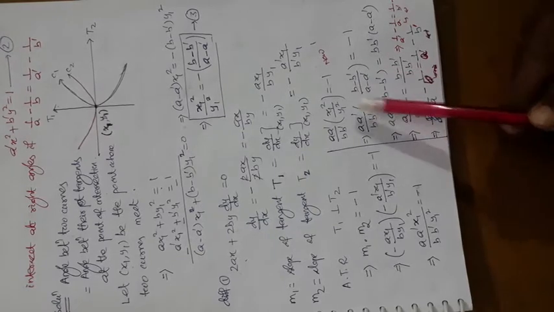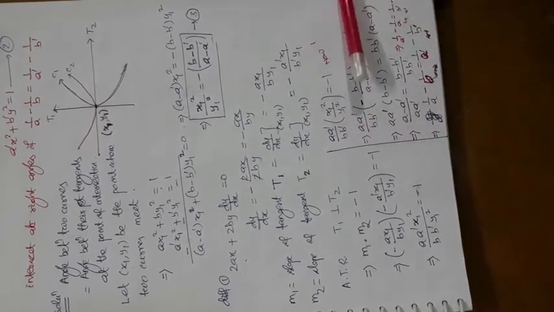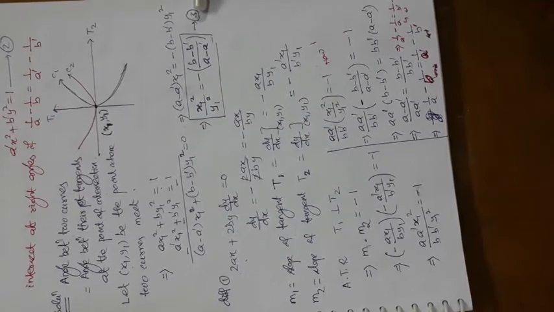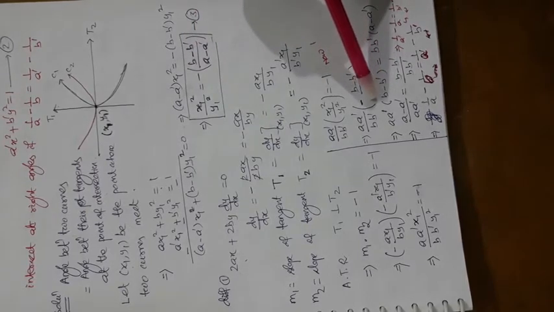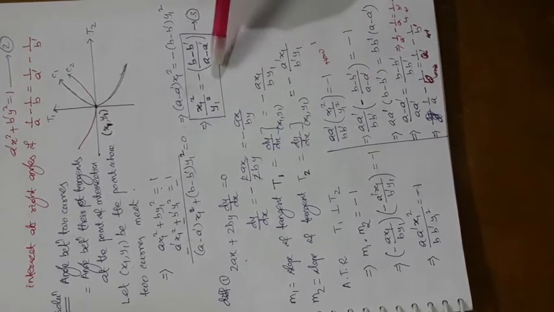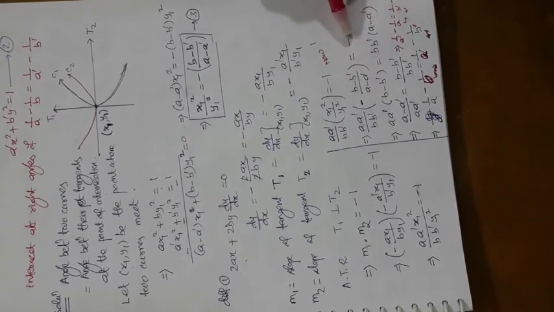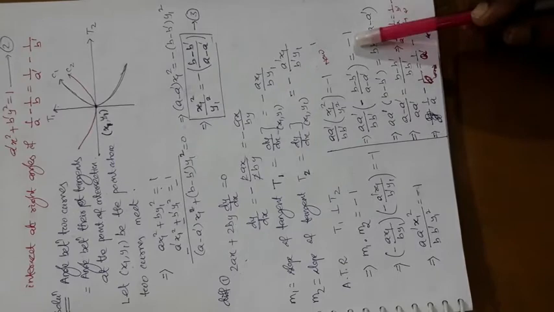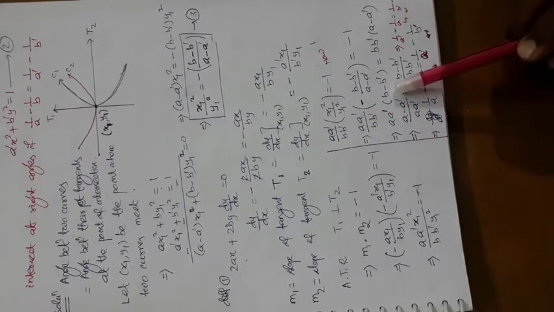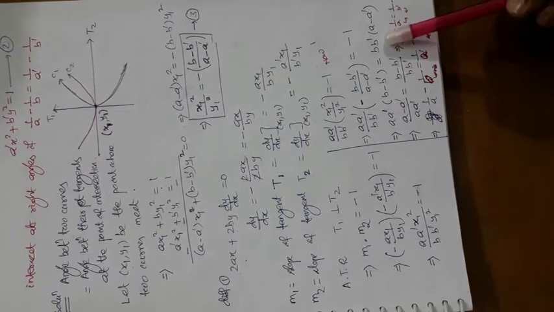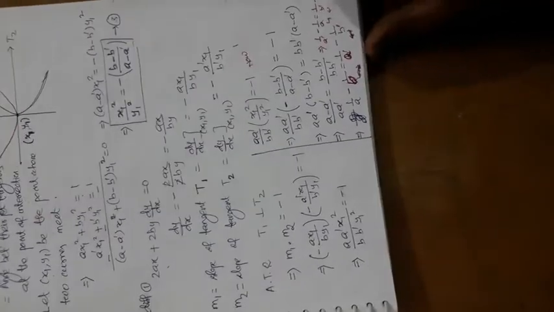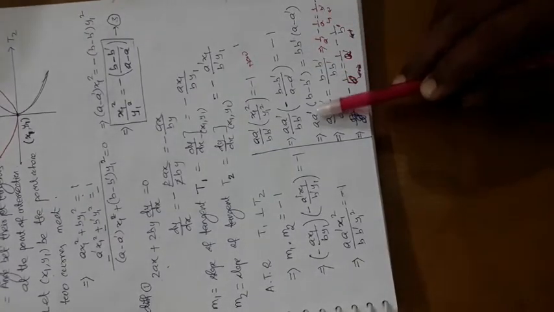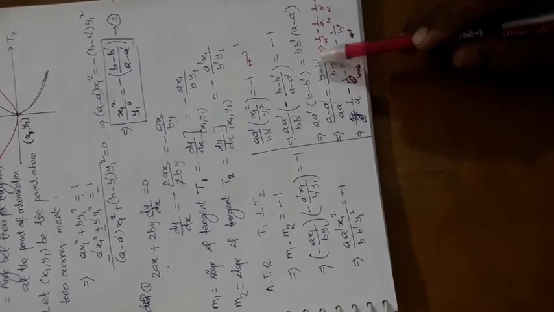Now what will you do? This x1 square by y1 square, which I have already told you in equation 3, put its value here. We will get minus b minus b dash by a minus a dash is equal to minus 1. Now the minuses cancel, and a dash into b minus b dash is equal to b dash into a minus a dash. Now divide by a dash here, and divide by b dash here, and we get a minus a dash by a dash equal to b minus b dash by b dash.